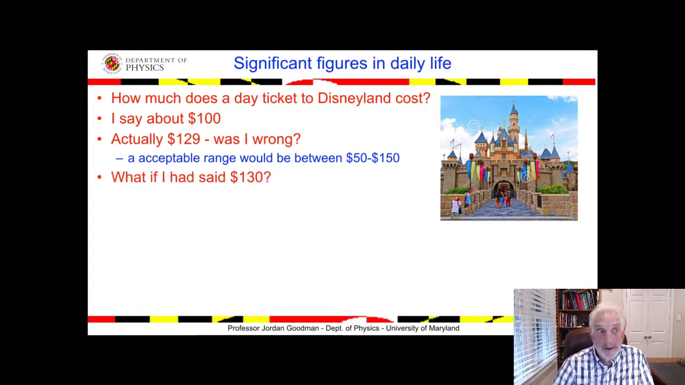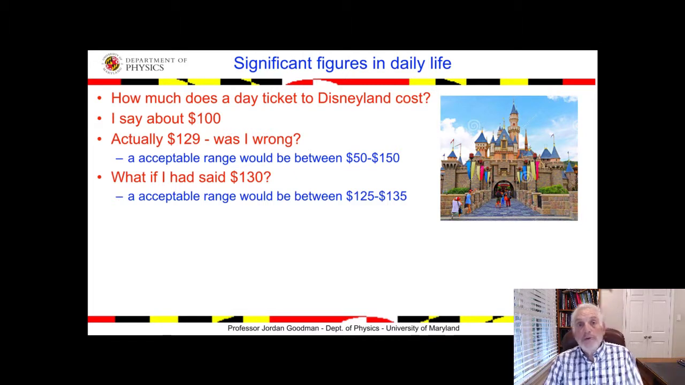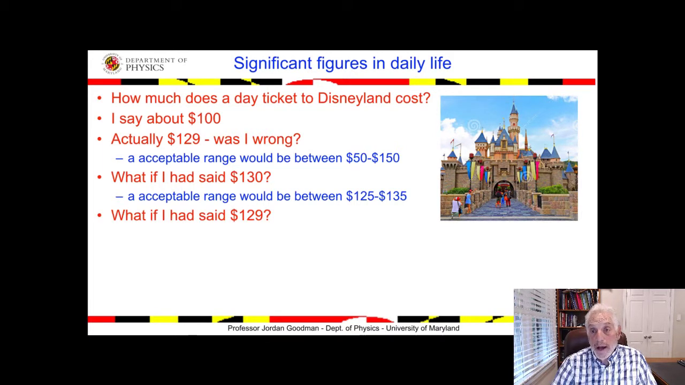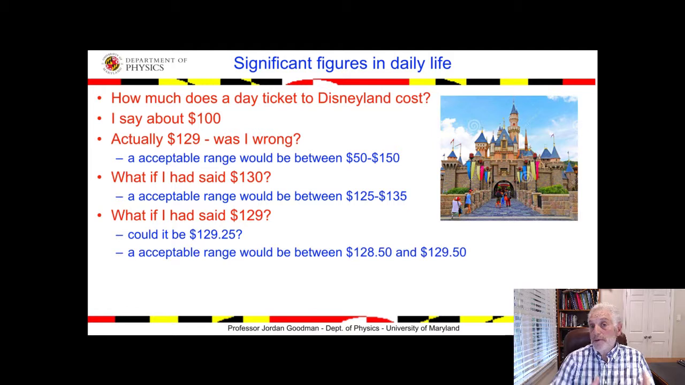If, on the other hand, I had said it cost $130, then you would have a reasonable expectation that I'd be good to two significant digits. That would mean I would be good in the range from $125 to $135. If I had said $129, then you'd pretty much figure I knew it down to within a dollar. It could be $129.25, sure, but you would expect a range between $128.50 and $129.50 because I told you it was $129. This is the kind of thing in everyday life we're used to.